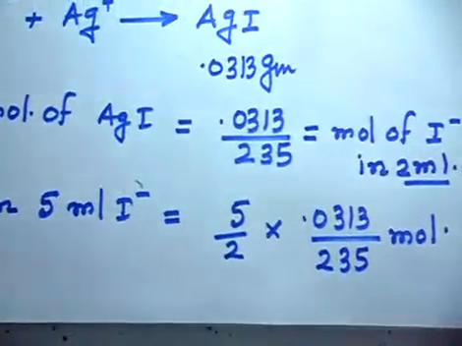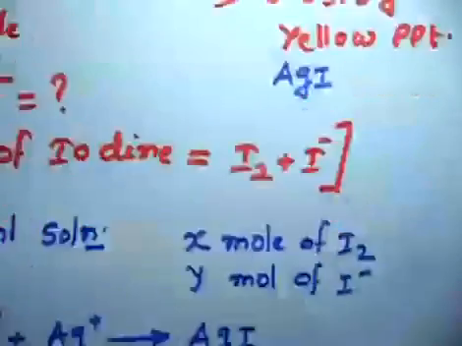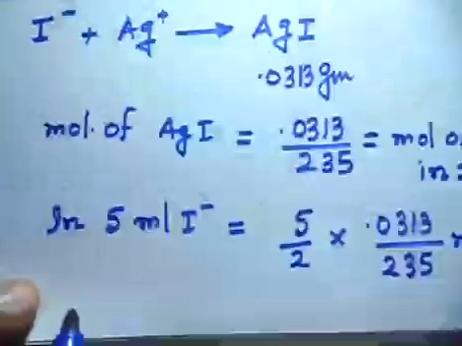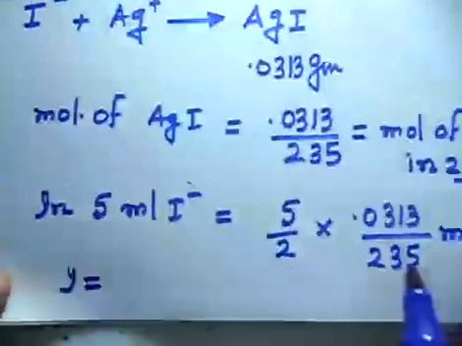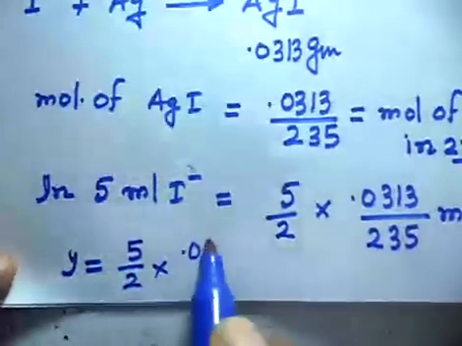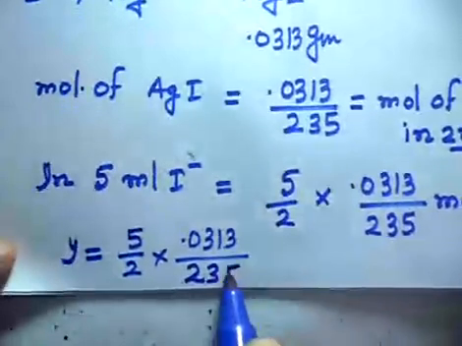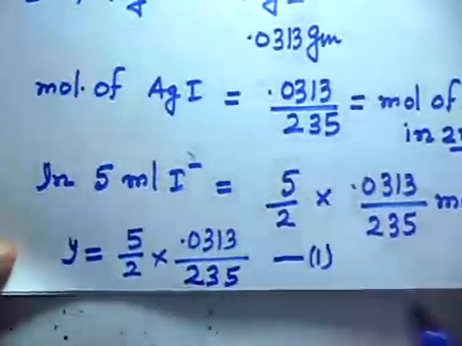Now let us discuss the first part. So you have the first reaction. So the mole of I minus in 5 ml, we said this is b. So now I know b is nothing but 5 by 2 into 0.0313 divided by 235. So this is my equation number 1.